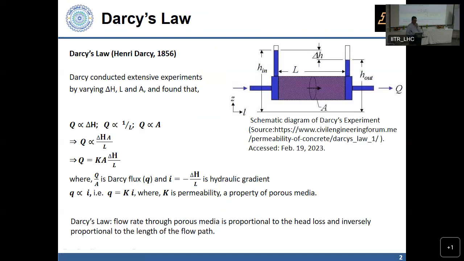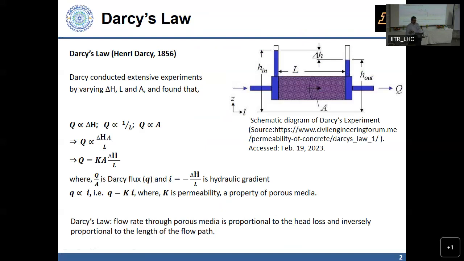This quantity K was, and is in fact now, called hydraulic conductivity, and I want to define something called the Darcian flux. The Darcian flux is small q, which is the capital flow rate Q, the entire flow crossing the cross-section area A, divided by A. This ratio is small q.